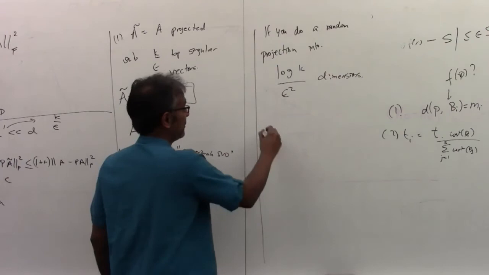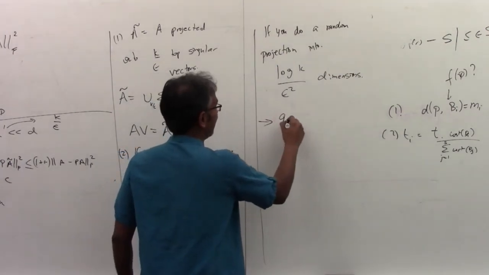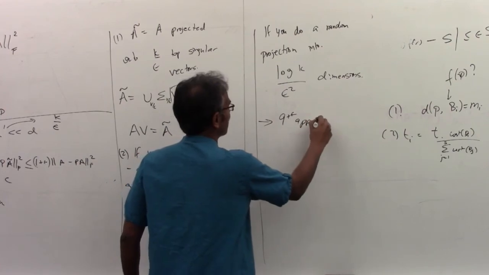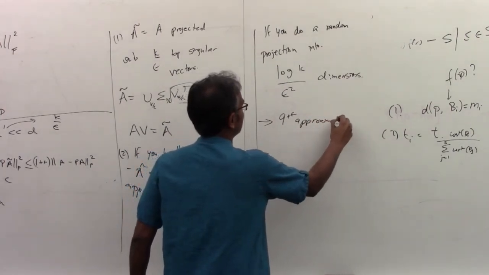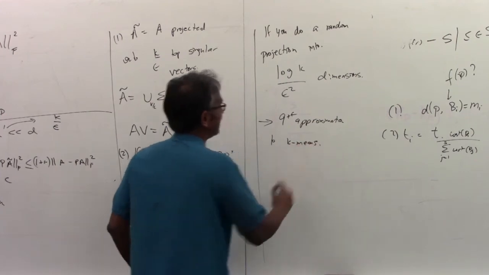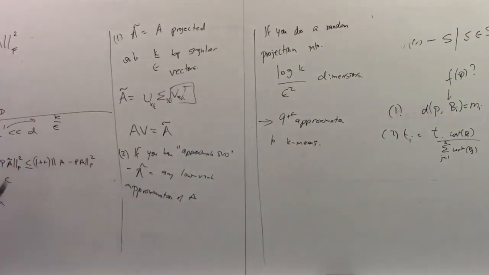It turns out you can show that this gives you roughly a 9 approximation. It's actually 9 plus epsilon approximation to k-means. So all of this technology is basically saying: take your data, randomly project into some very small space, and then do clustering in that small space.